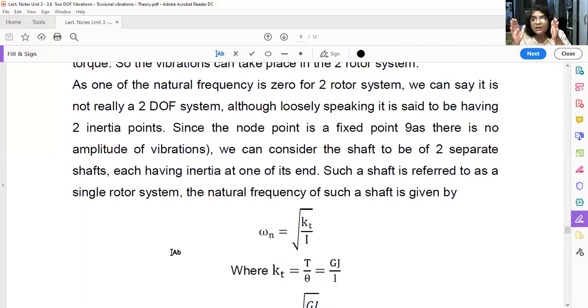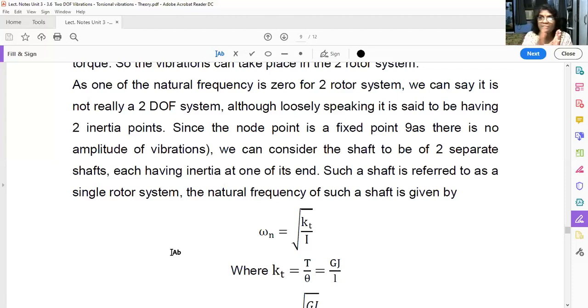So now convert the two DOF system into two single rotor systems. Assume this is a fixed point and this is a single rotor, so assume this is one system. Then this is the fixed point and this is the second rotor, the other single DOF system. Like this, the two DOF system can be made equivalent to two single rotor systems because of this node point. Now the node point is common to both rotors.